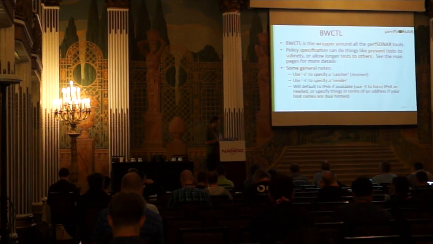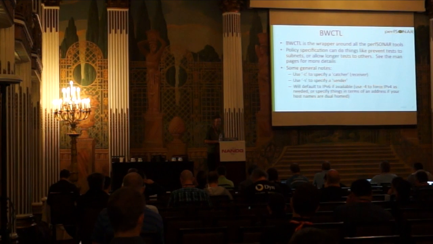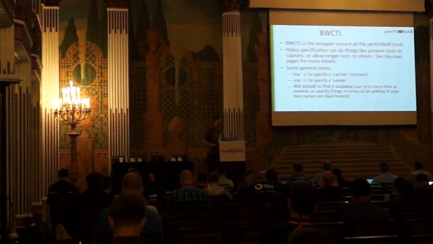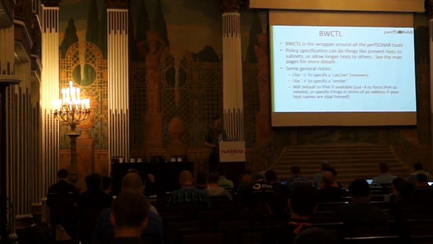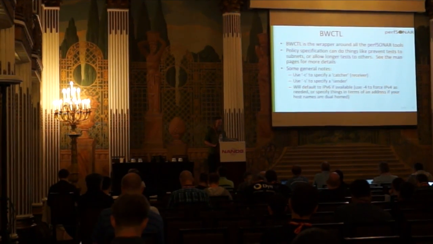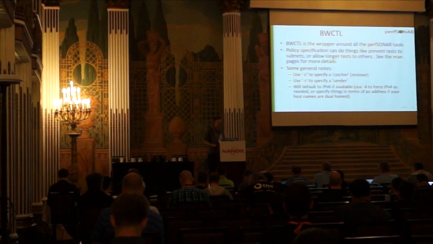Just some general notes. The command line options are -c and -s, which you might think stand for client and server, and maybe they do, but that terminology is really confusing in third-party mode, because you can tell BWCTL to run a test between two other hosts. So the way we like to tell people to remember it is c is the catcher and s is the sender, because client and server is just really confusing. It defaults to IPv6 if it's available. That sometimes confuses people, so use -4 if you really want IPv4.